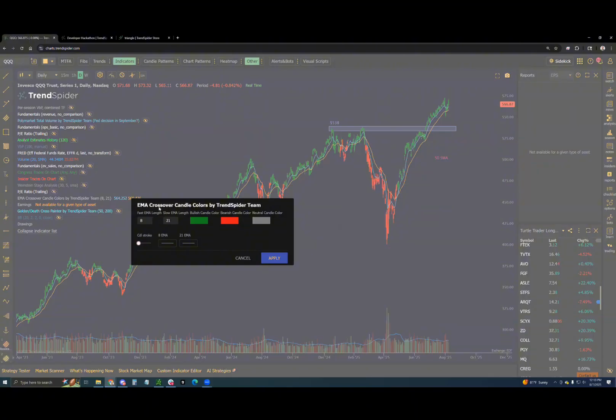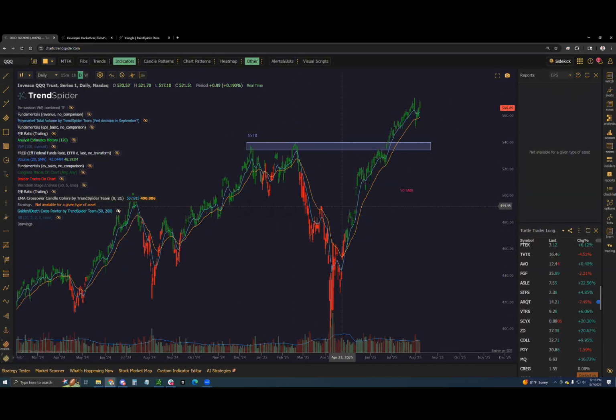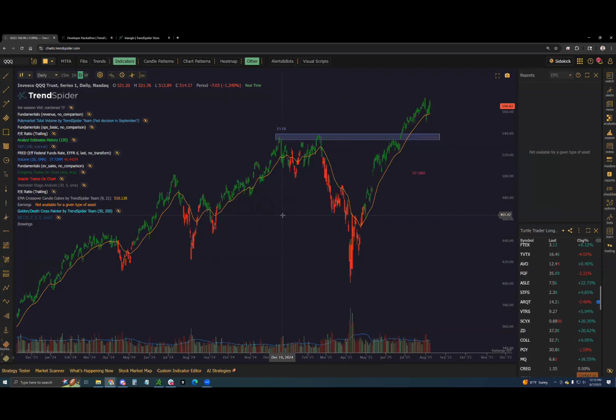This is something called the EMA crossover candle colors. And basically what this is, it's just like that golden cross one, except it uses EMAs, and you can actually change it to your 9 to 21. And you can actually use it right here to see when there's crossovers and cross unders.